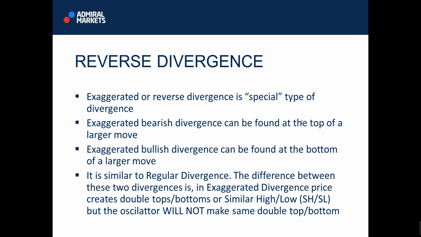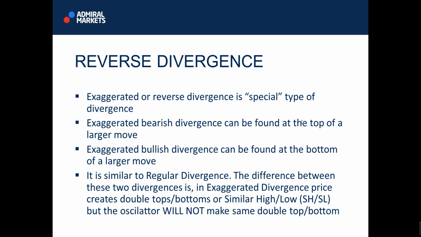Reverse divergence is that special divergence, and it's a little bit different than regular and hidden. Reverse or exaggerated divergence usually is found at the top or at the bottom. Bearish exaggerated or reverse bearish divergence is found at the top of a larger move, while exaggerated or reverse bullish divergence can be found at the bottom of a larger move. It is similar to regular divergence.